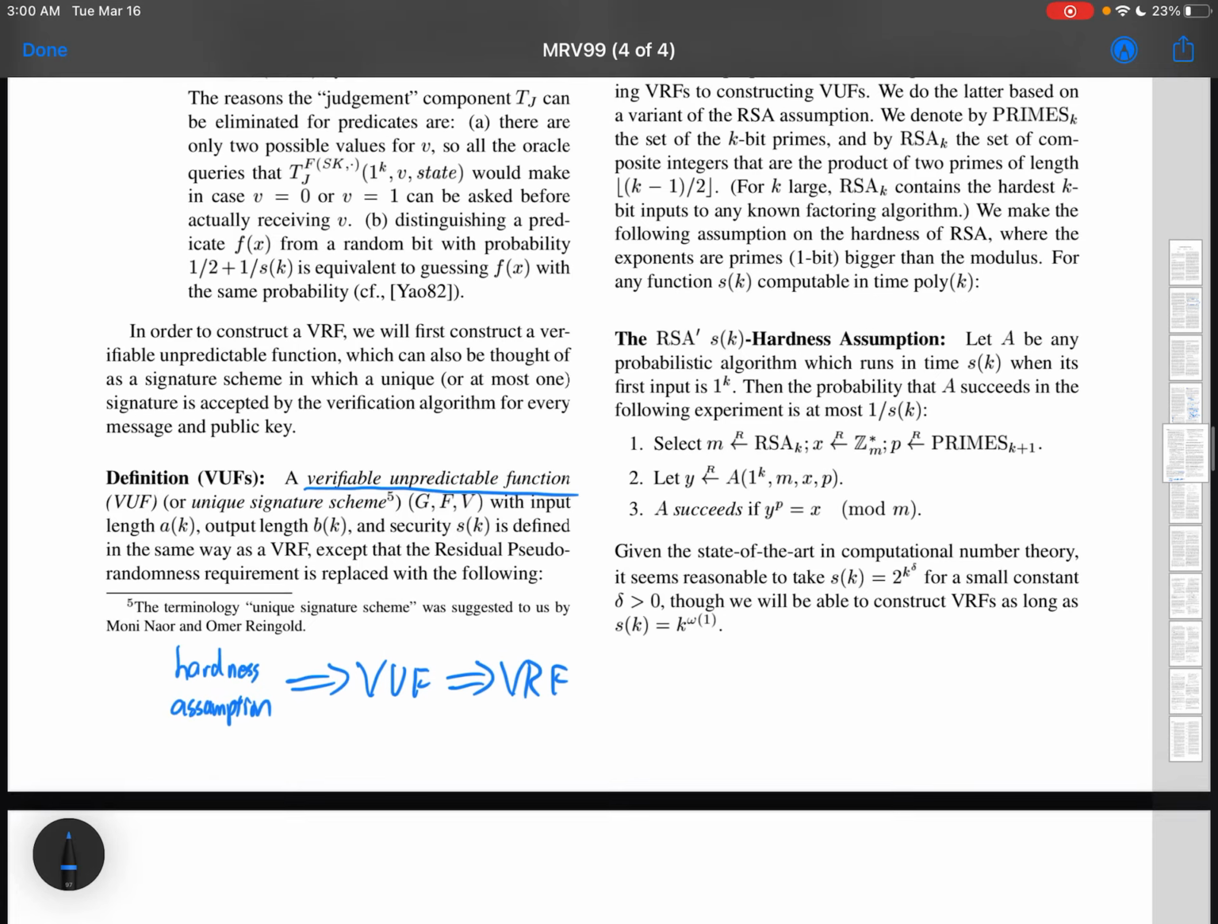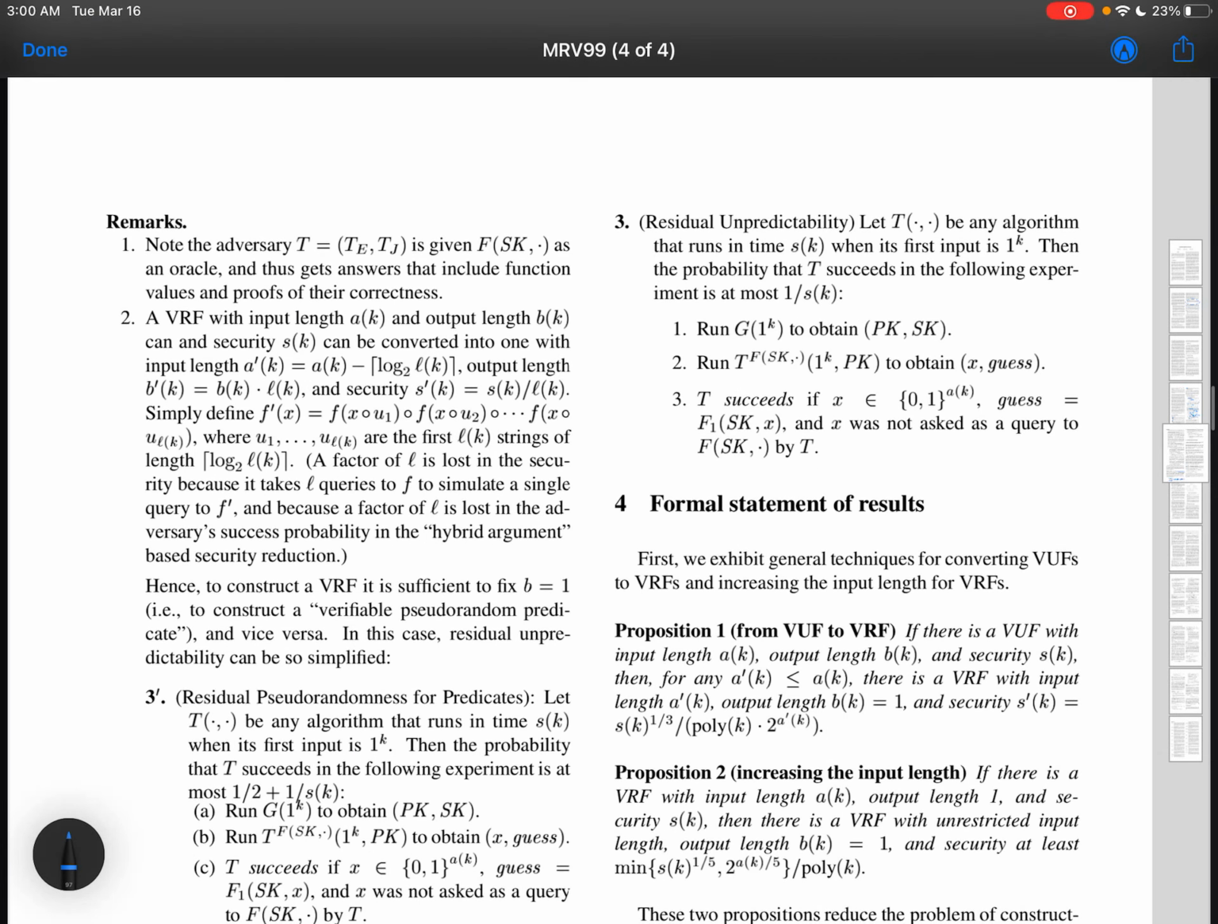So what exactly is a VUF? It is exactly the same thing as a VRF, except instead of the pseudo-randomness property, they replace it with an unpredictability property. So this is also stated in terms of a challenge. The difference is T is asked to output a pair of values x and guess, where we want guess to be the output of the function f. And if T is not able to output a pair like this, we essentially say that the function f is unpredictable.